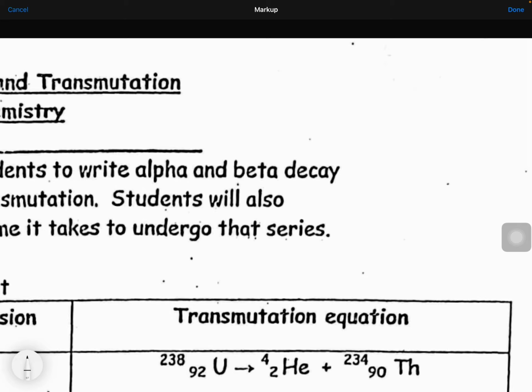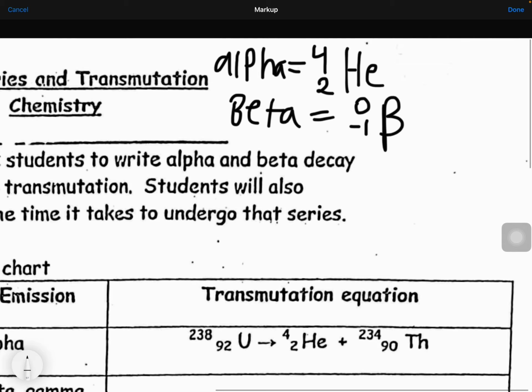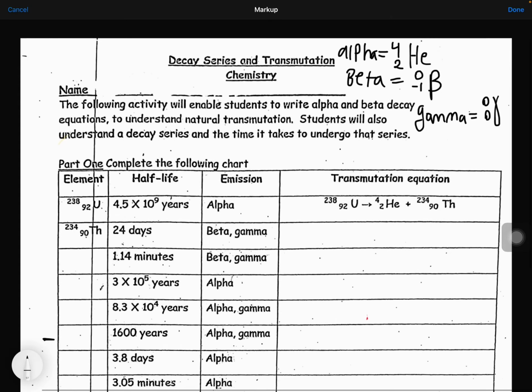So your alpha is 4 over 2 He. Your beta, again, you can choose either one of the notations on table B, but I'm just going to choose the letter B for today. 0 over -1 beta. There are no positron decays, there's only gamma. So gamma is equal to 0, 0, and the gamma symbol. Okay, so now that you got your symbols down, let's get into it.